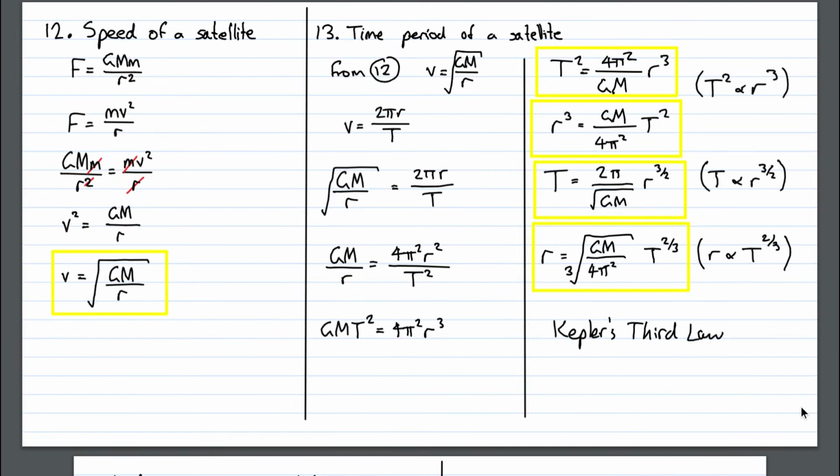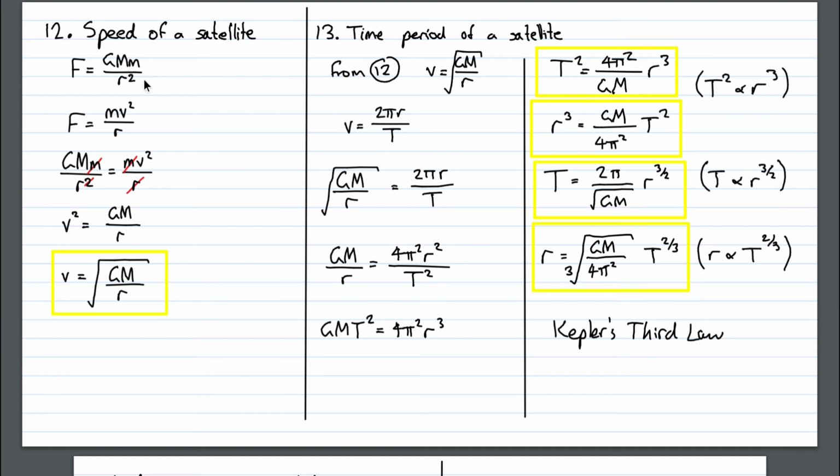Moving topics, speed of a satellite. We have the gravitational force, this is Newton's law of universal gravitation. I've used capital M and lowercase m to indicate two different mass bodies. The big M is the big mass body, maybe it's the planet Earth, and little m is the small mass body, maybe it's the satellite that is orbiting the Earth. But this would work just as well for a planet of mass m orbiting a star of mass M, or anything like that.